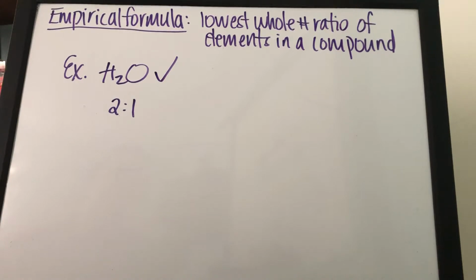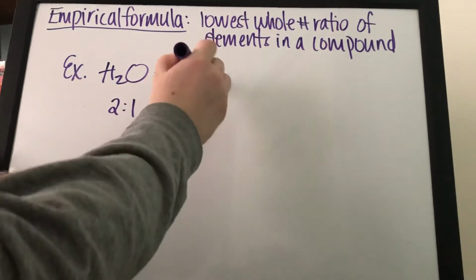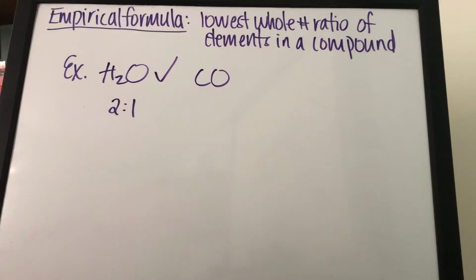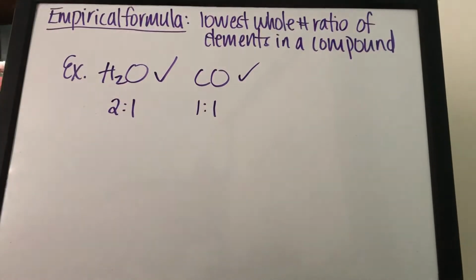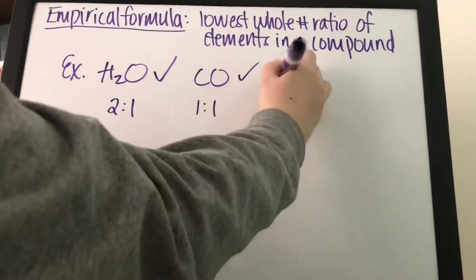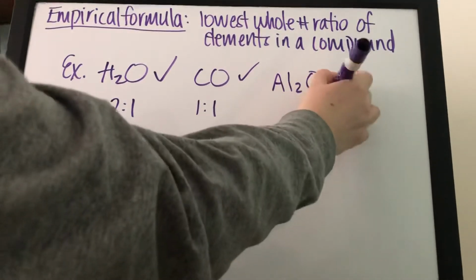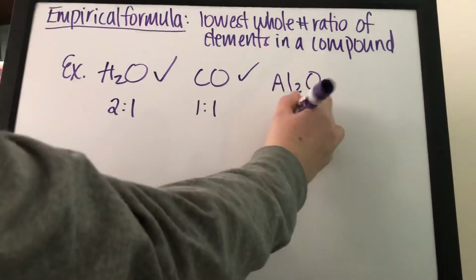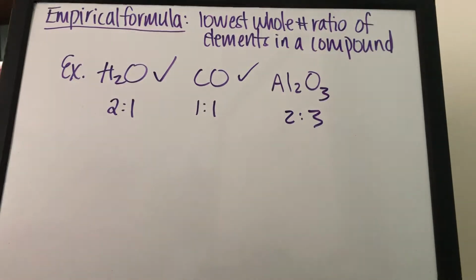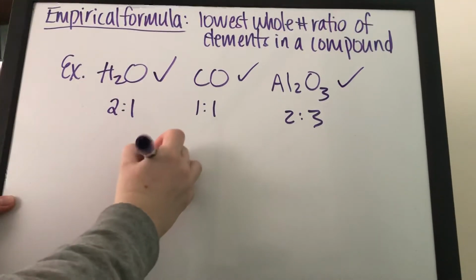Something else that would be an empirical formula, how about carbon monoxide? This ratio is a 1 to 1, and of course that can't be reduced, so this is also an empirical formula. How about Al2O3, aluminum oxide? In this case, the ratio is 2 to 3. And 2 to 3 can also not be reduced and still have whole numbers, so this is also an empirical formula.